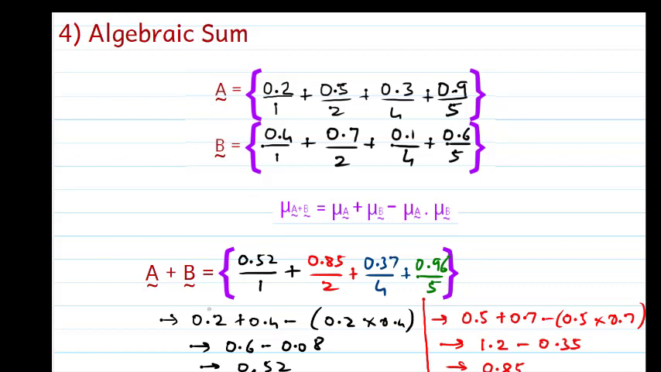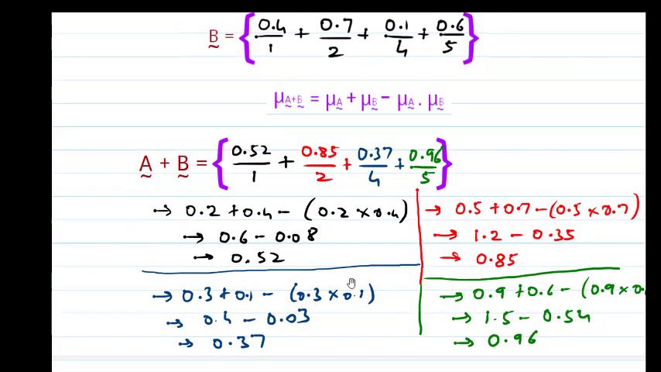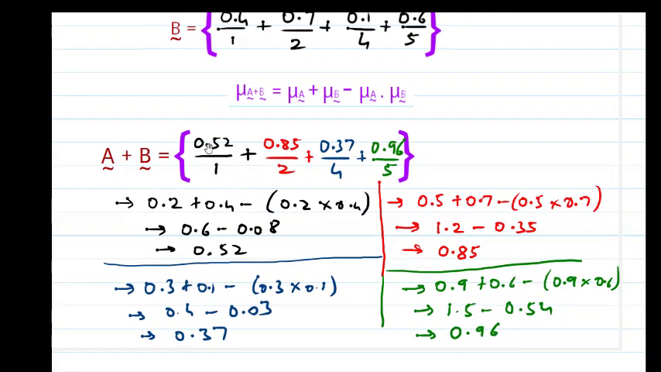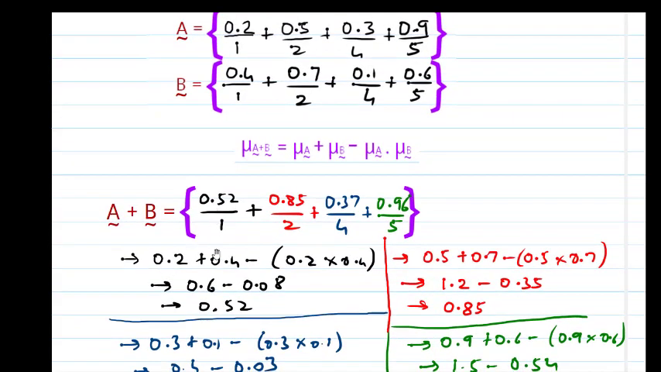Then the algebraic sum. This is the formula for getting the algebraic sum: we take the membership values of the two, add them, then subtract their product. I have just performed this operation here. In the first case we have mu A 0.2, mu B 0.4, then minus 0.2 into 0.4. So 0.2 into 0.4 is 0.08, and the sum is 0.6. So 0.6 minus 0.08 is 0.52.